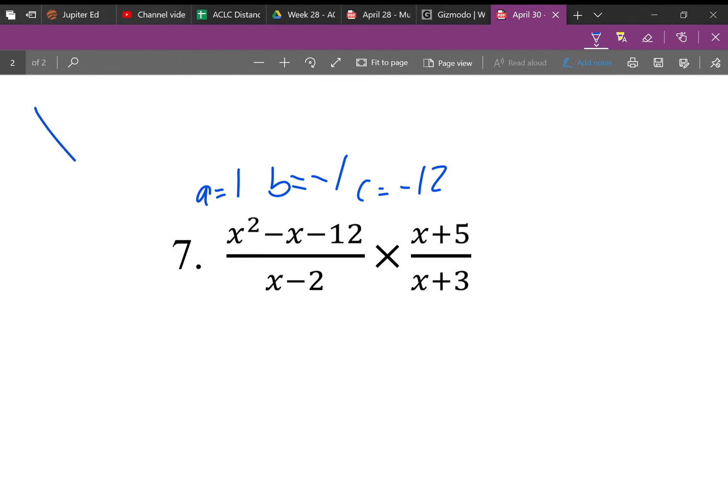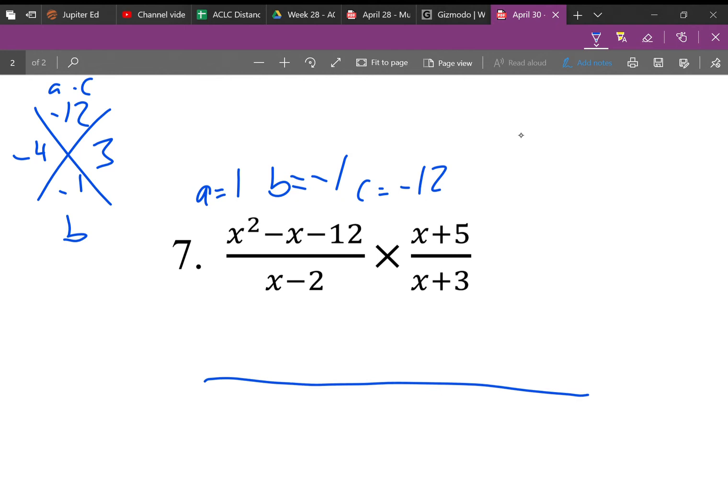My magic x has a times c at the top, which is going to be 1 times negative 12, which is negative 12. B on the bottom, which is negative 1. And the numbers that are going to work here are going to be negative 4 and positive 3. Now remember, when a is 1, that's all the factoring we need to do. I'm going to write it underneath here. This is going to give me x minus 4 times x plus 3.